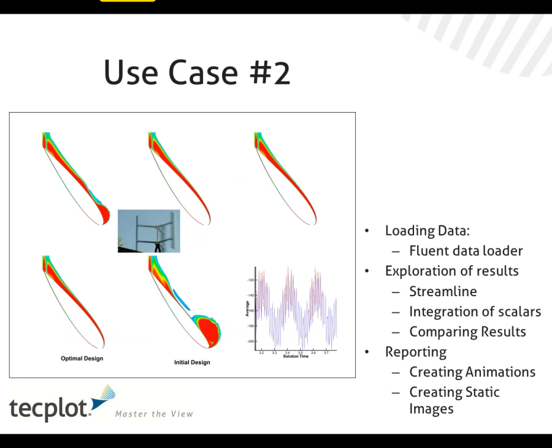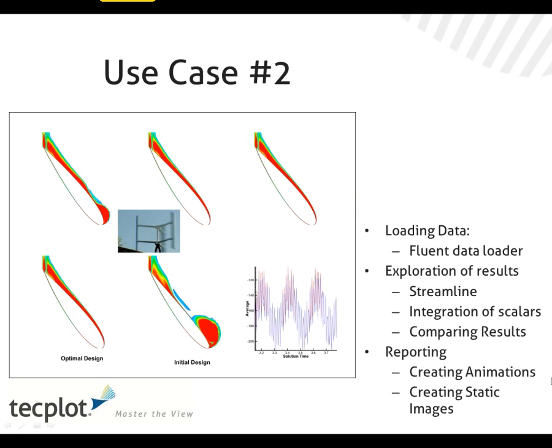With that, let's talk about our second use case. So in this case, we're going to look at the data used in that webinar. We're going to look at an optimization of an airflow for a vertical wind turbine, and we're going to look at loading the results. These results came from Fluent. We'll talk about streamline analysis. In particular, we'll spend a lot of time talking about integration of scalars, comparing results, and then how one creates animations and/or static images to use in reports, and we'll talk about that in detail.